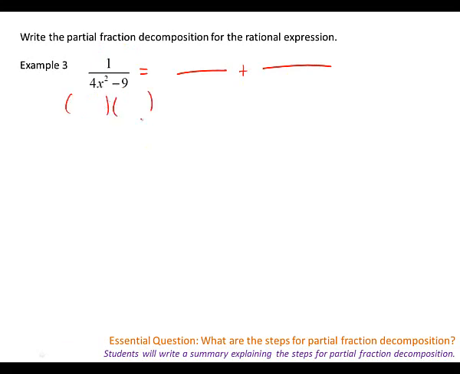There we go. Okay, so what's the square root of 4x squared? 2x. What's the square root of 9? 3. Make one positive and one negative. So I'm going to make 2x plus 3 one of them and 2x minus 3 the other one. And then we throw an a and a b on the top. Alright, what's our next step? Multiply by your LCD.